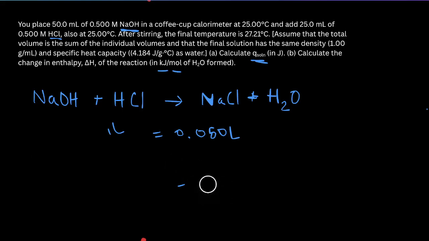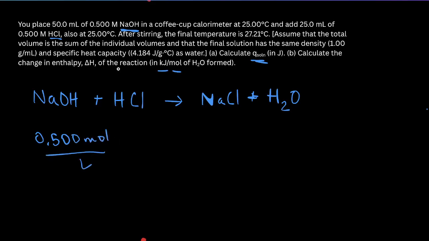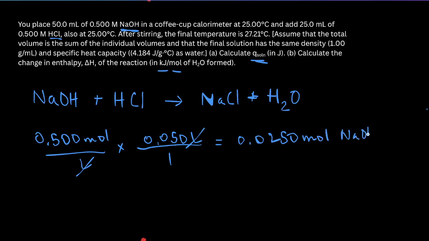And so, well, if we have 0.05 liters, we will just go from 0.5 moles per liter, right? That's our molarity of NaOH, times 0.05 liters. And so, well, that cancels out, giving us an answer of 0.025 moles of NaOH.